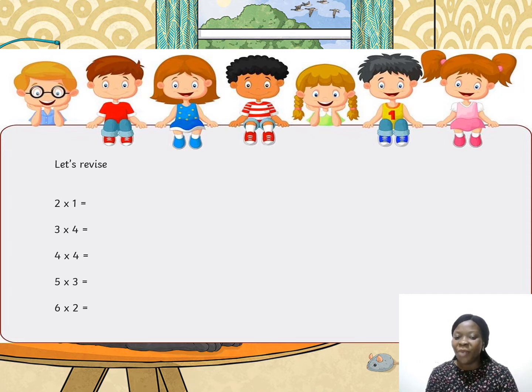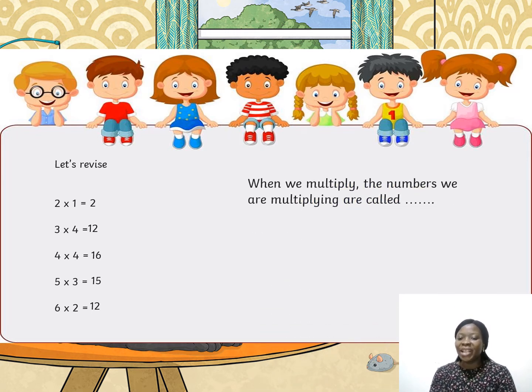I bet you will. Okay, so 2 multiply 1 is 2, 3 multiply 4 is 12, 4 multiply 4 is 16, 5 multiply 3 is 15, and 6 multiply 2 is 12. Give yourself a thumbs up if you got it all correctly. Now, I have 2 more for you to have a go.